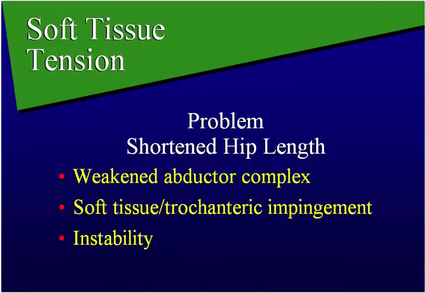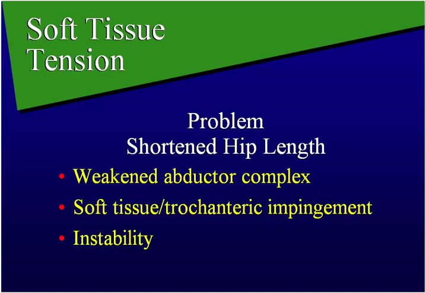Shorten tension, soft tissue tension. If you shorten your hip length and you make it short with a low neck cut, you have a weakened abductor complex. The soft tissues will cause a trochanteric impingement, and you will have instability. So in this case, you don't template. I just cut a finger breadth above the lesser troch. A couple cases, you'll have a shortened hip length, a diminished offset, and you'll have a weak abductor complex, and then you run the risk for recurrent dislocation.